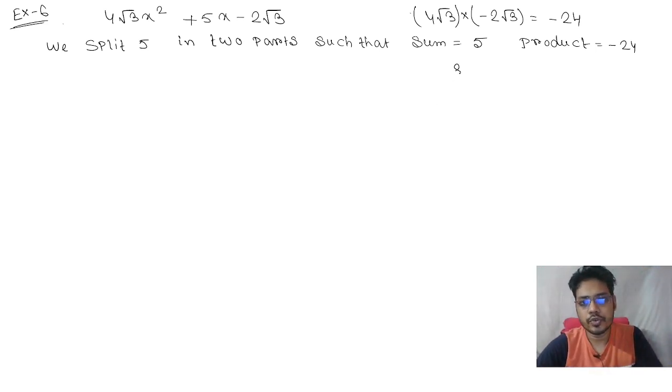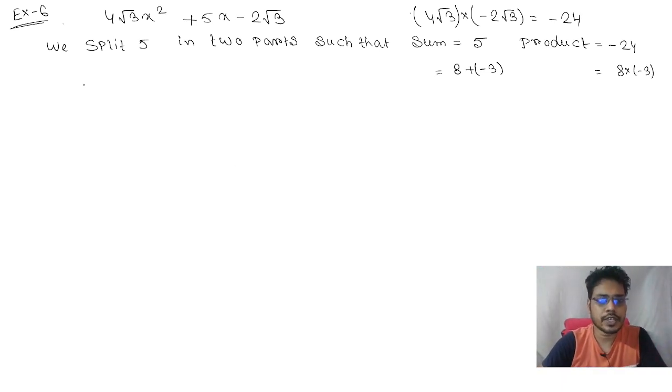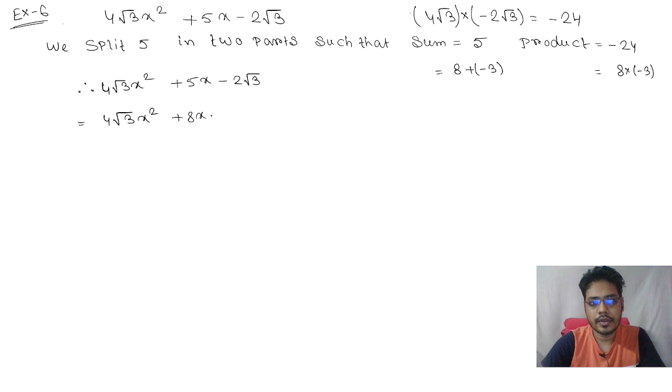So we can do 8 plus minus 3. That means we split this into two parts, that is 8 and minus 3. 8 and minus 3 makes 5, and 8 multiplied by minus 3 gives you minus 24. So that means we can say 4 root 3x square plus 5x minus 2 root 3. We can write 5x as 8x minus 3x. So 4 root 3x square plus 8x minus 3x minus 2 root 3.